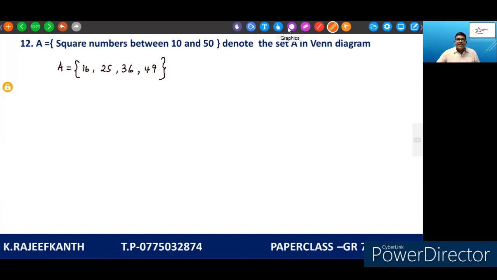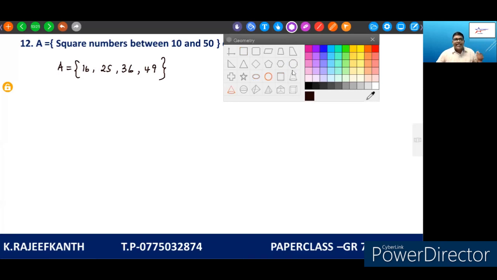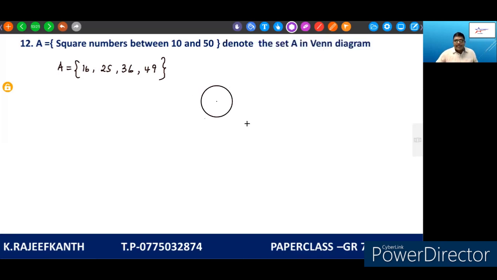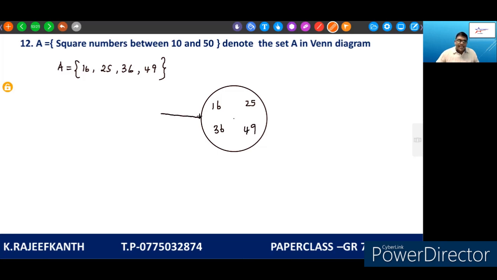Now we have to denote these elements in a Venn diagram. So we can write these elements in a closed figure. Here I draw a circle. So we have to write the elements inside of that closed figure, 36 and 49. Then we have to name that set A. Here this is the way to express in a Venn diagram. So first we have to list out the elements of that set A. Then you have to write the elements inside of that closed figure. Here I draw the circle, so I have to write the elements inside the circle.